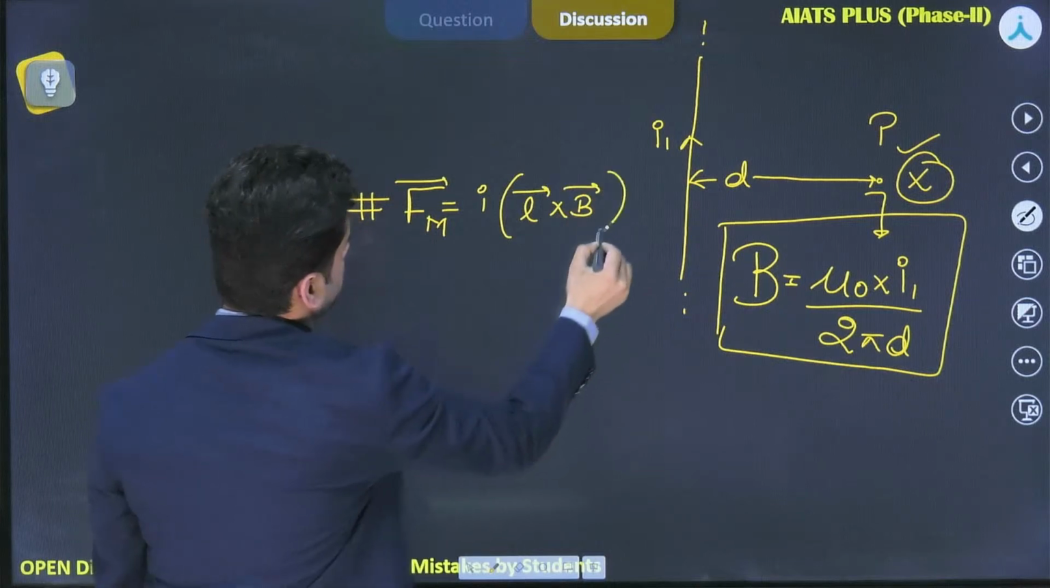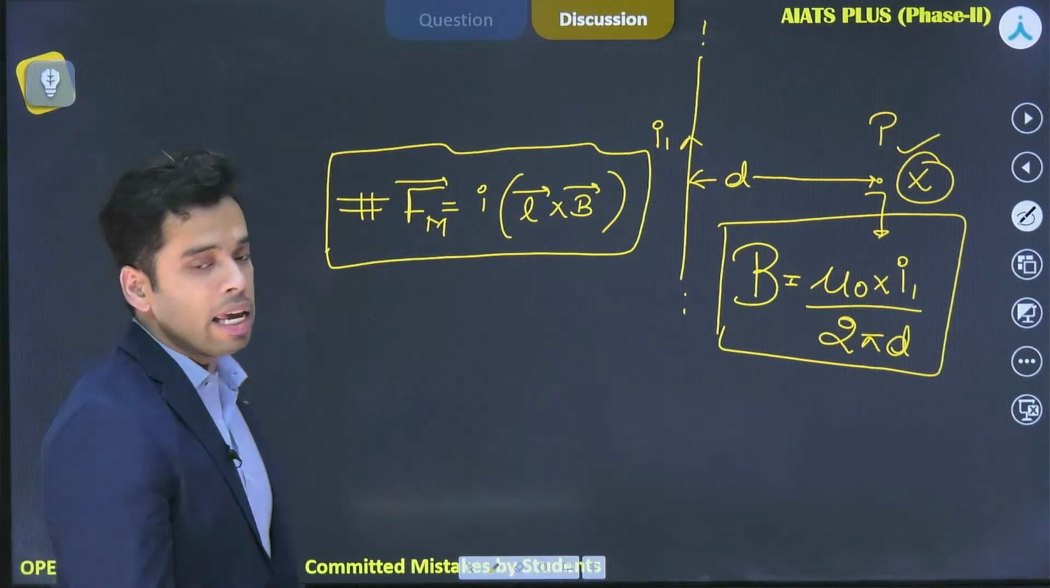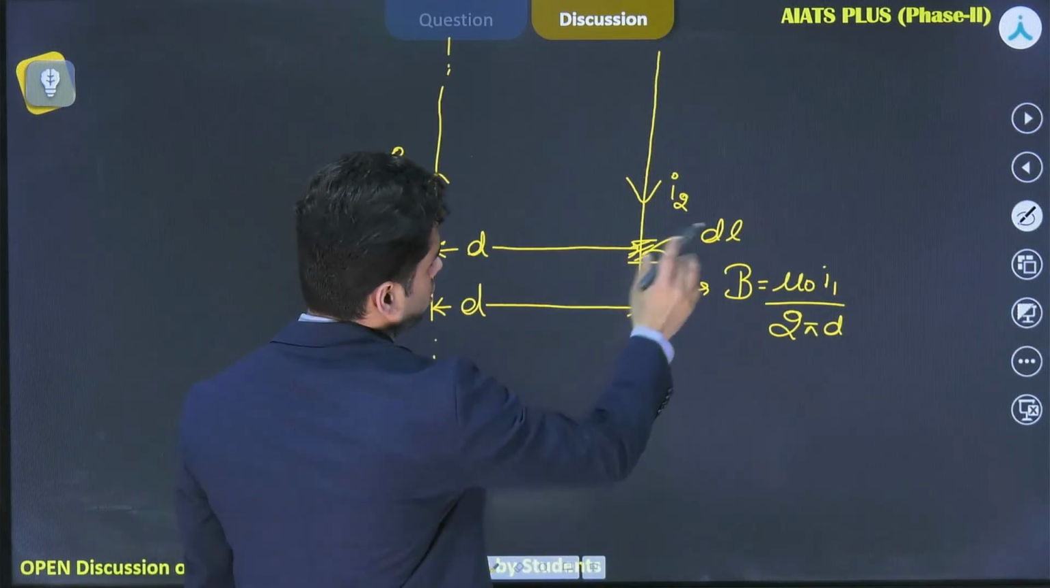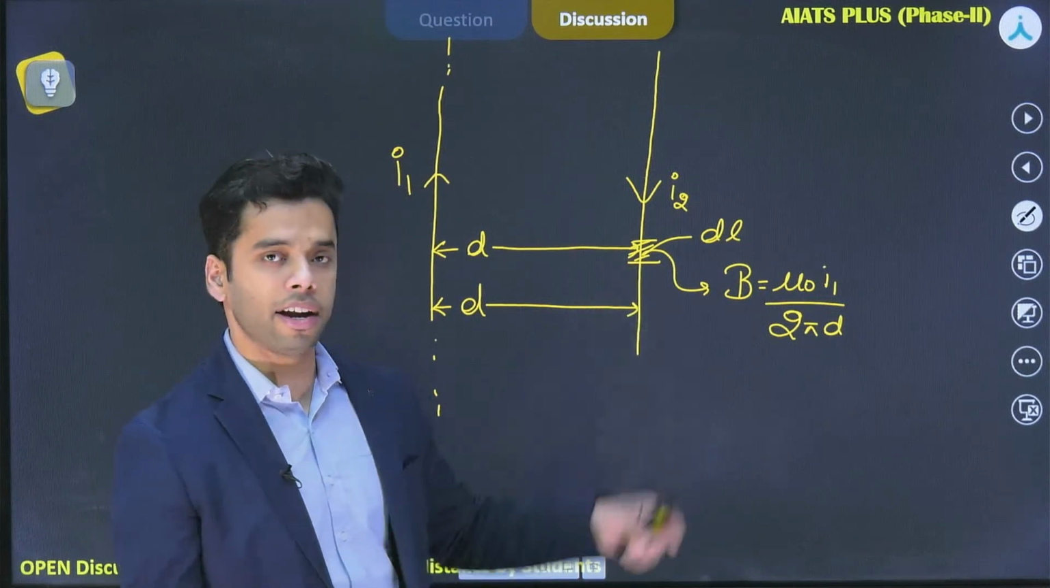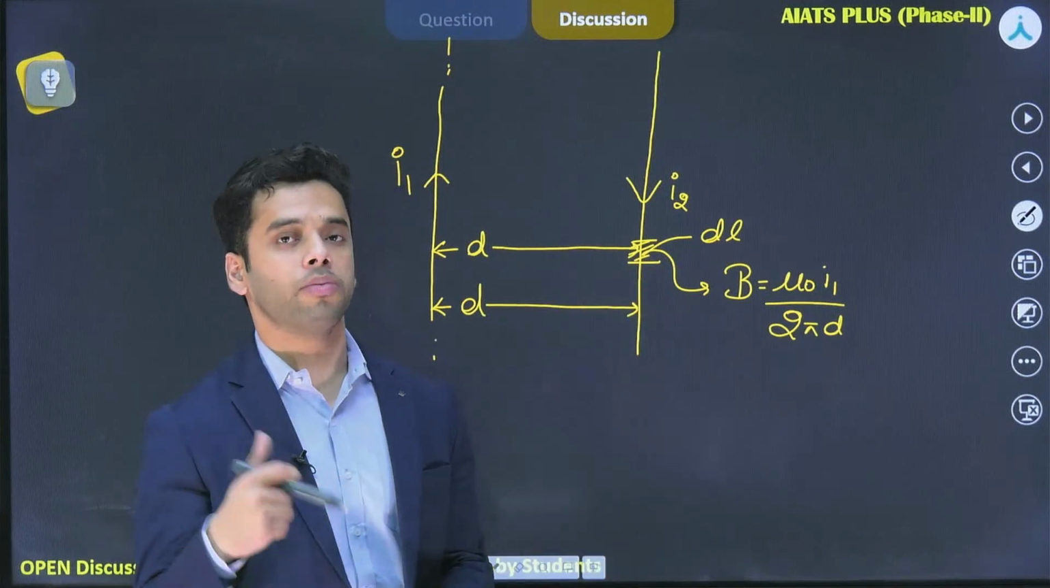This is the next formula that we are going to use. The magnetic force on a current carrying conductor is given by I L cross B. So this dL will experience a force. This dL is carrying current and it is placed in a magnetic field. So definitely this small segment dL is going to experience force.